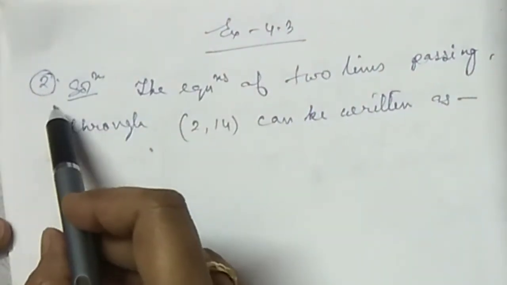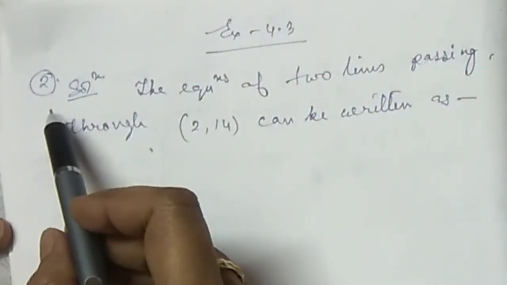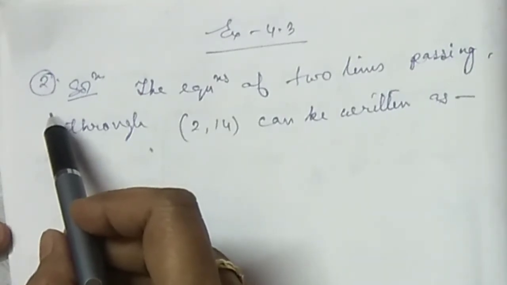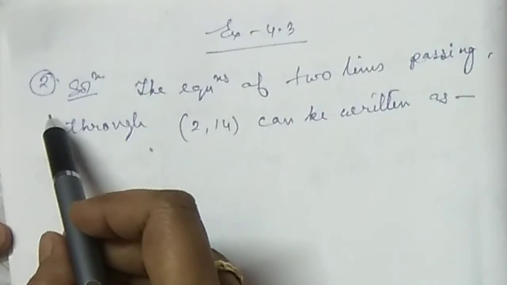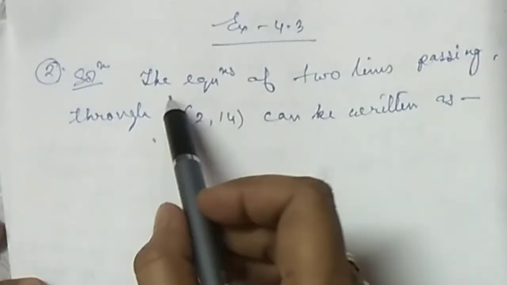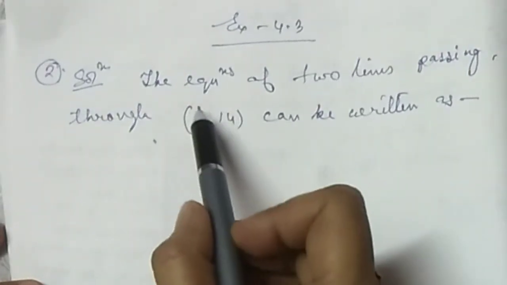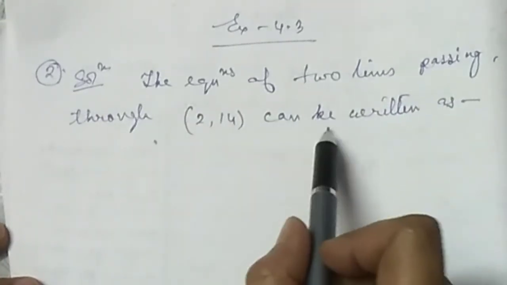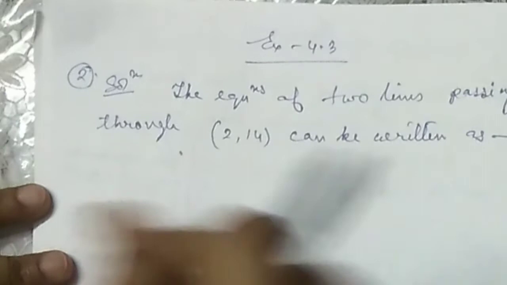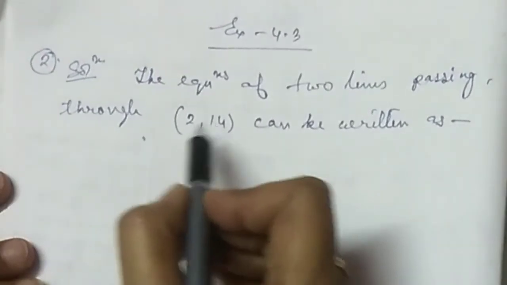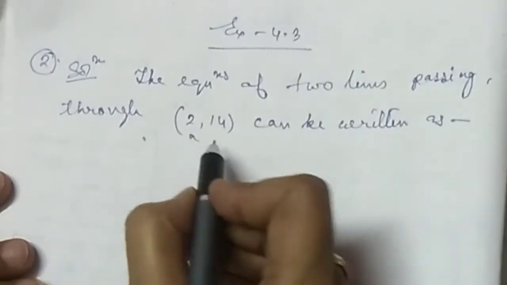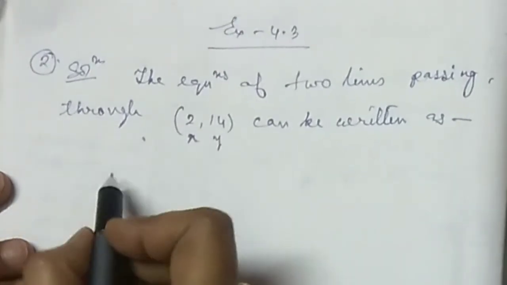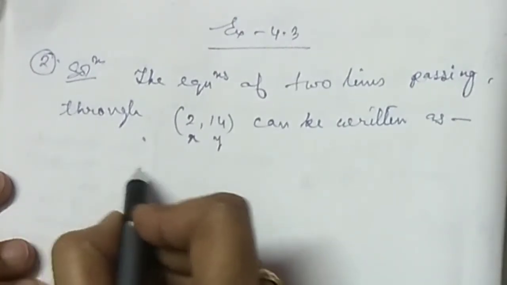Now question number 2. Give the equation of 2 lines passing through the point (2, 14), and how many more such lines are there and why. Now we are making this equation. The equation of 2 lines passing through the point can be written as, so you have to make it on your own. This is the x value and this is the y value. So using x and y we have to make 2 equations.